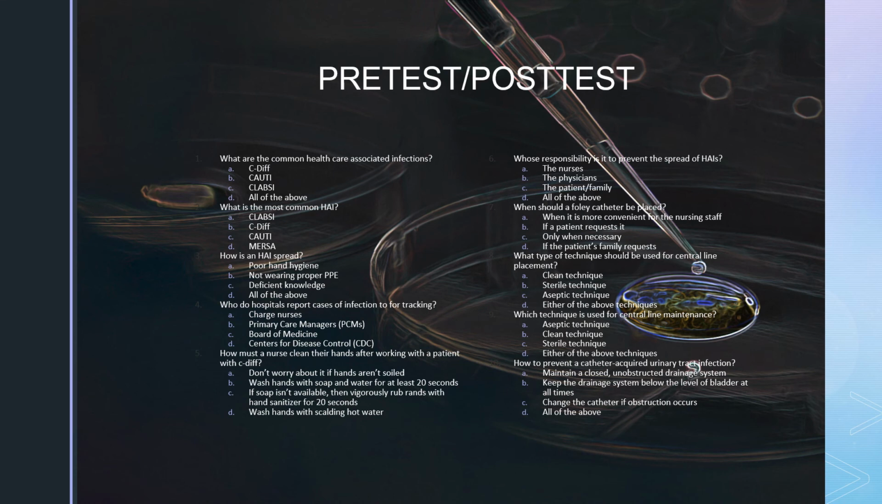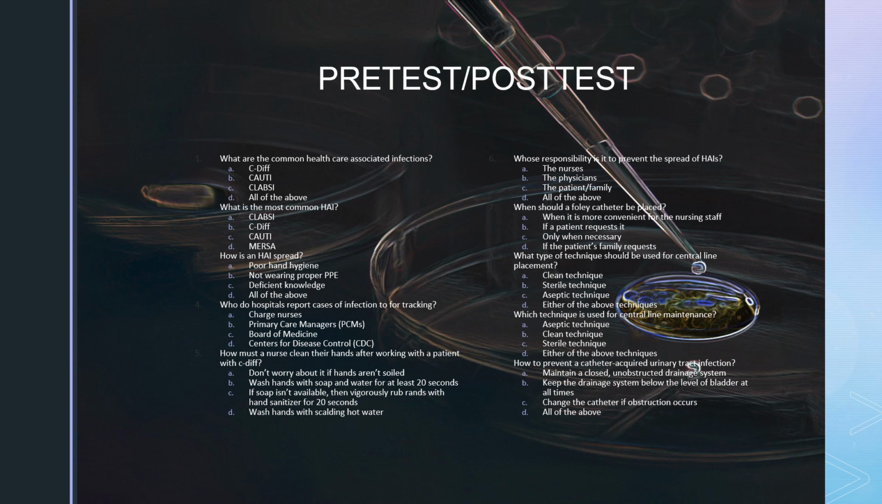What type of technique should be used for a central line placement? A. Clean technique. B. Sterile technique. C. Aseptic technique. Or D. Either of the above techniques. B. Sterile technique.